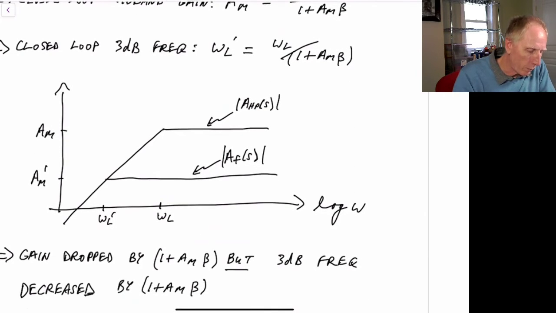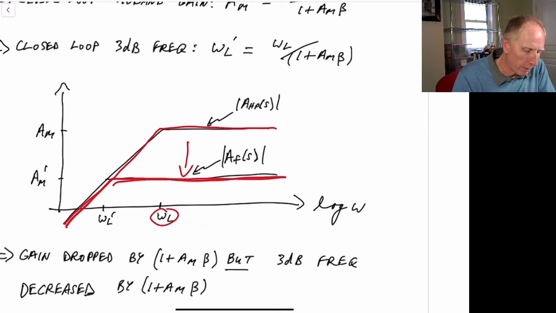So similar to what we saw before, if this was the amplifier gain here, the closed loop gain would become this curve here now. And so the midband gain divides by 1 plus A_m beta, but omega L also divides by 1 plus A_m beta.